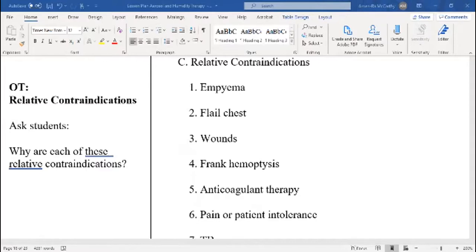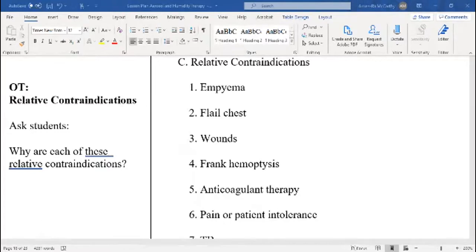Dark colored blood might be some old blood from an intestinal issue. But frank means bright red. There's something going on. You have ruptured something, right? So if they're already coughing up blood, don't hit on them. Okay? Don't hit on them.